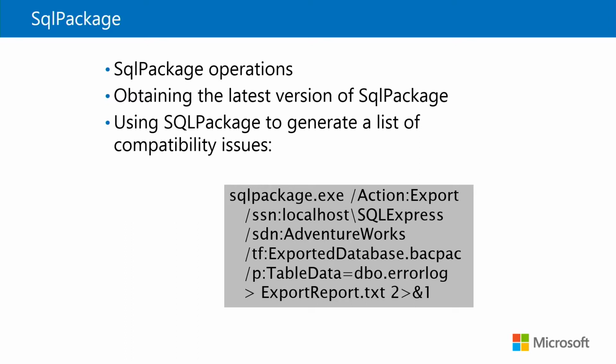Now in this example here, the source is going to be SQL Express. It's going to be the AdventureWorks database in SQL Express, and you have to export at least one file. So it's going to export the table dbo.errorlog into the export file, but it's going to do a compatibility check for the entire database, and it's going to record the information message and the error messages in the report. That's the 2>&1 that does that.